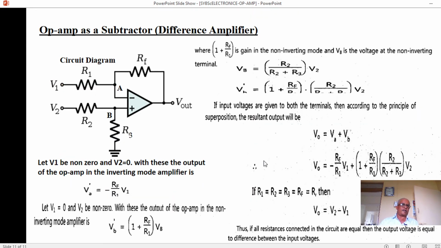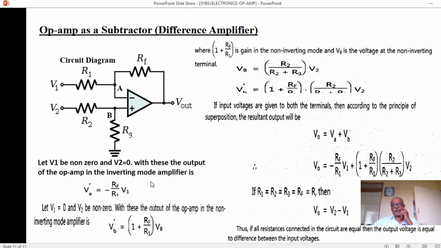Then the second application of the op-amp is a subtractor, that is, a difference amplifier. Here, as usual, the feedback resistance is connected between the output of the op-amp and the inverting terminal. The non-inverting terminal is grounded through resistance R3. Voltage V1 is connected through resistance R1 to the inverting terminal, while voltage V2 is connected through resistance R2 to the non-inverting terminal, and R3 is grounded from the non-inverting terminal, while RF, the feedback resistance, is connected from the output to the inverting terminal.